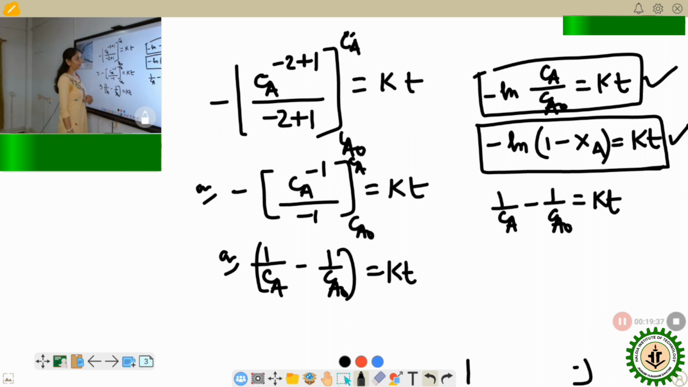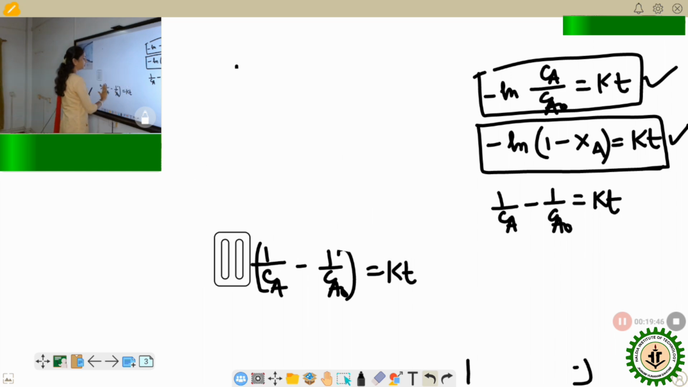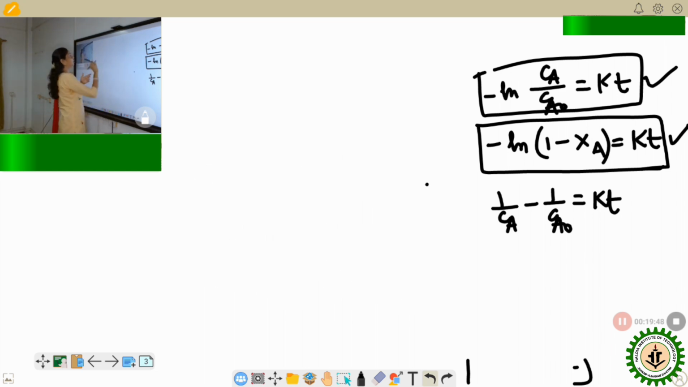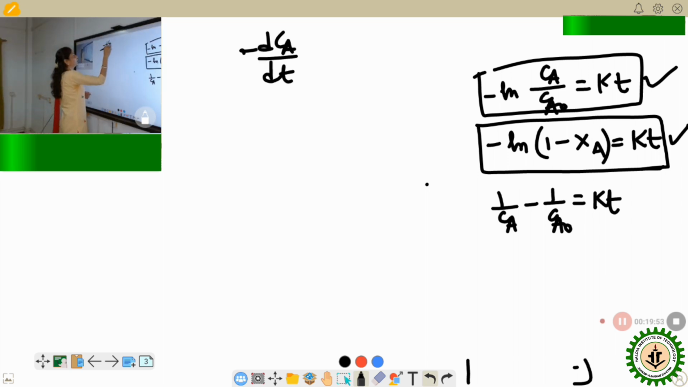So now we'll go for nth order. What to do for nth order? Same way do the integration, writing minus dCa dt equals K Ca to the power n, and keep this on the left hand side and do the integration under the limit of Ca0 to Ca and 0 to t. Okay? This is your homework. In next class, I will check this.